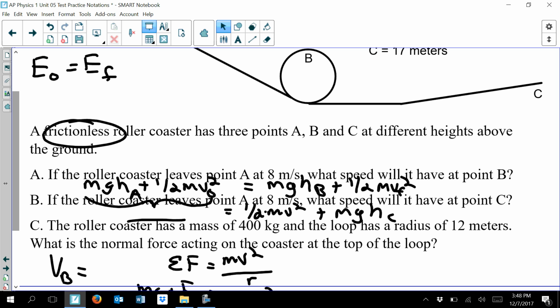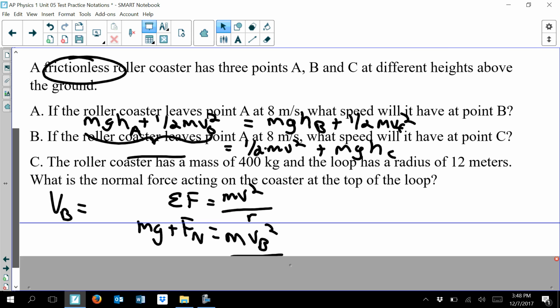Then it mentions what speed will it have at point C. Well, we get to use the same starting values that we already did. It will still have that same total amount of energy. There's nothing that's going to change that. No friction, no outside forces, no non-conservative forces. So that value then still equals 1/2 mv squared plus mgh, now just for at point C.